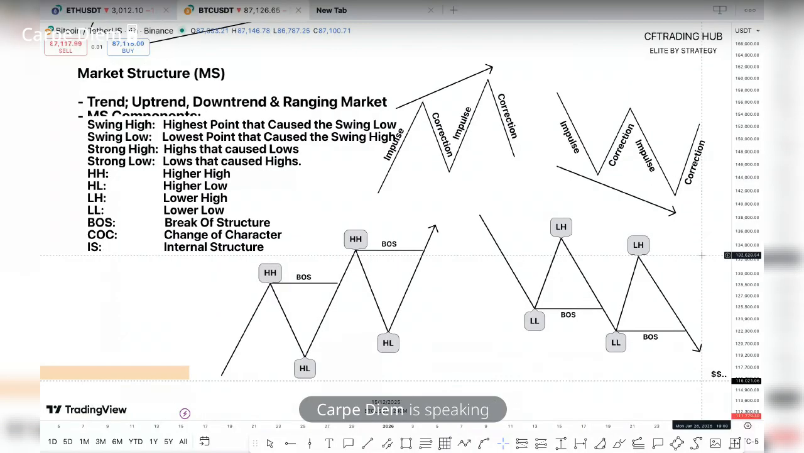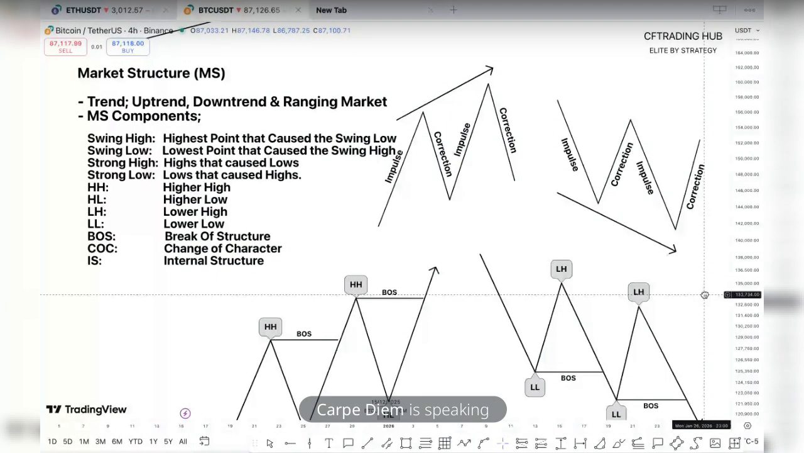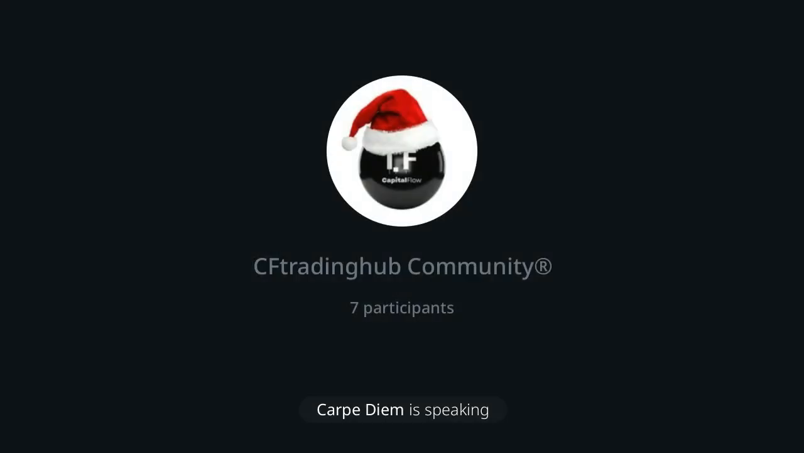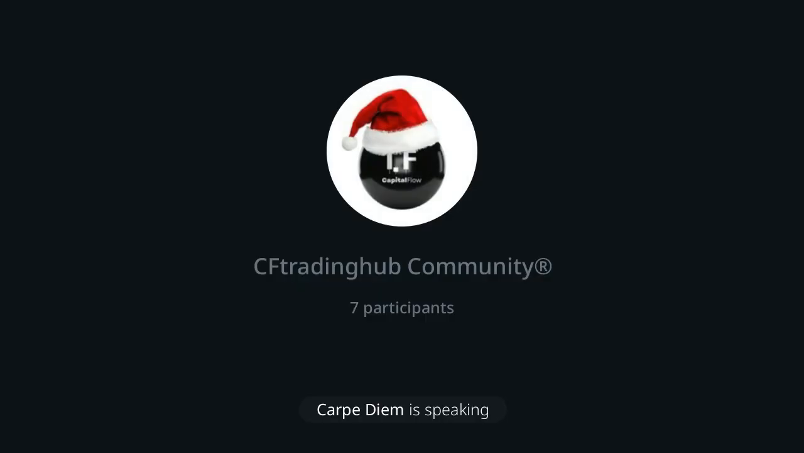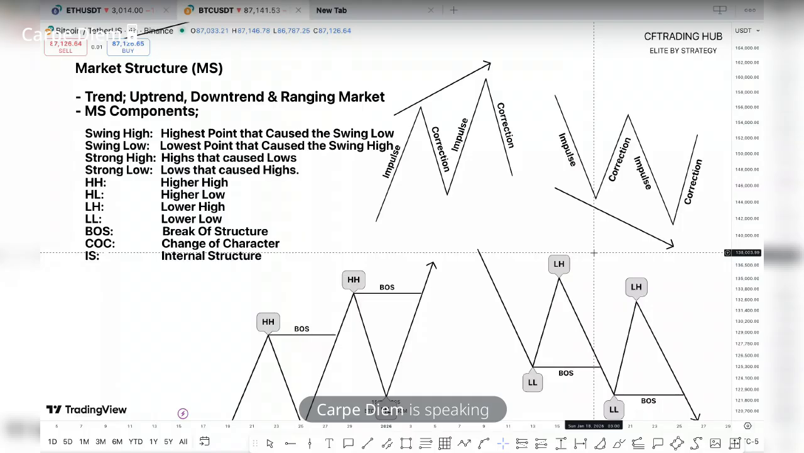So we'll talk about market structure. Market structure is the first thing you actually see when you go into your chart. Your price graph, the price chart that you are seeing, is what we refer to as structure. That particular thing you are seeing on the chart is your market structure.